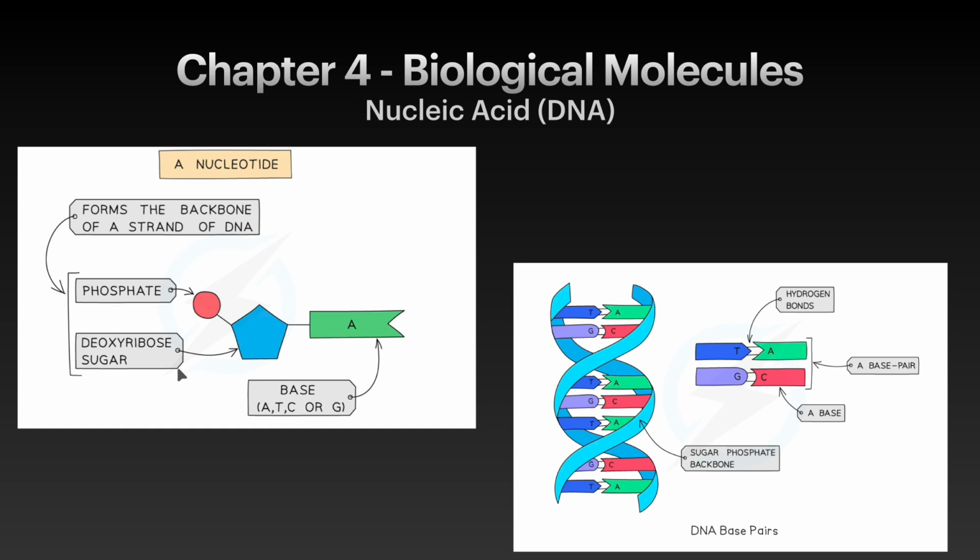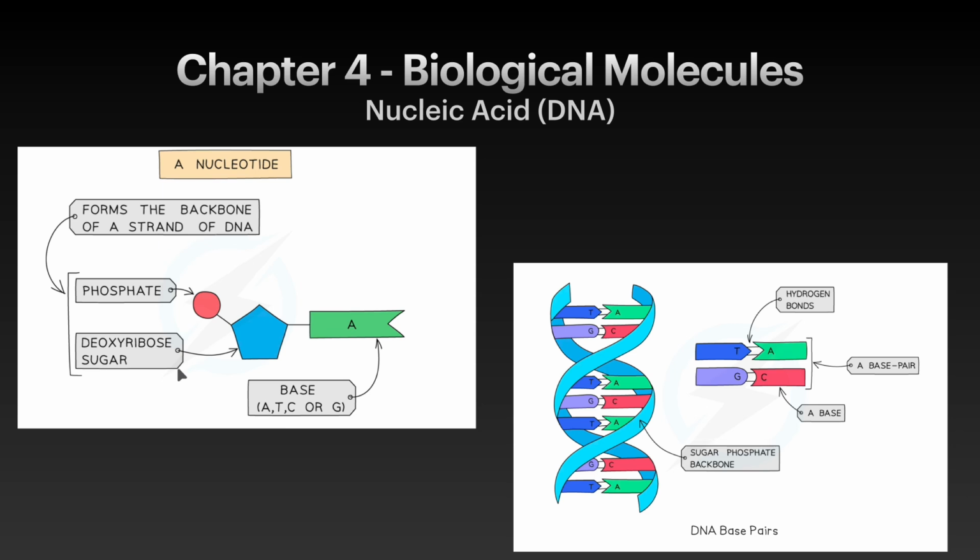Talking about the pairing of bases, there are some rules which are crucial to remember. The bases always pair in the same way. There are four bases: adenine, thymine, cytosine, and guanine. Adenine always pairs with thymine, and cytosine always pairs with guanine. Remember, A pairs with T and C pairs with G. This is called complementary base pairing. If you know the sequence of one strand, you can work out the other strand.